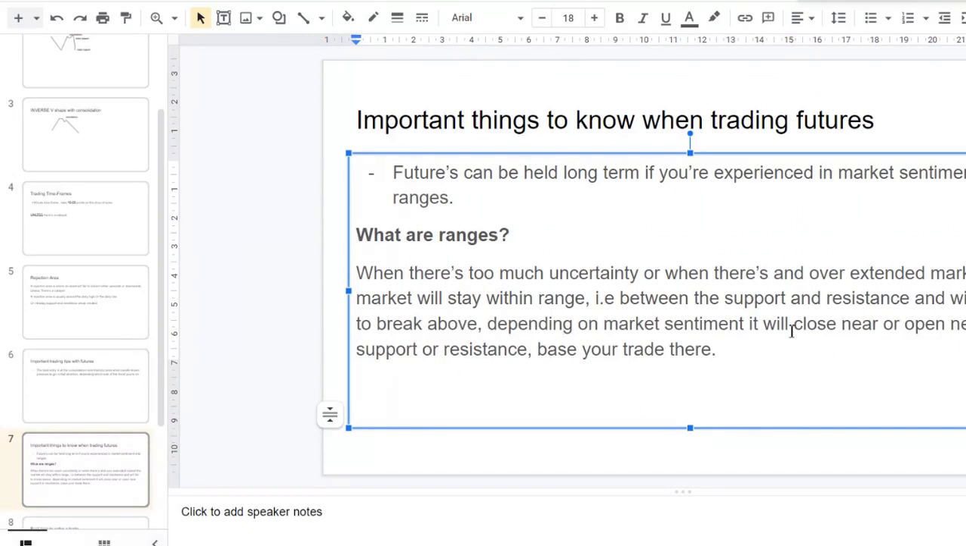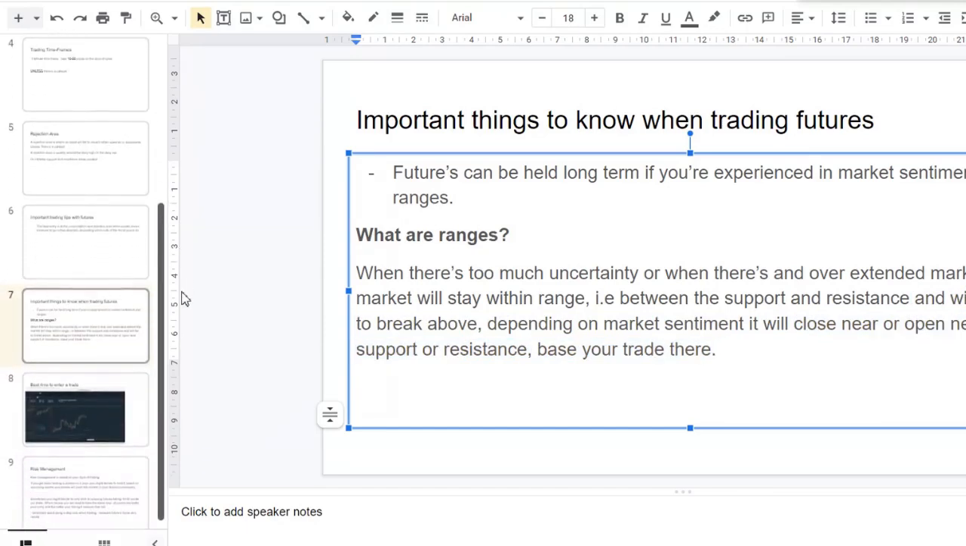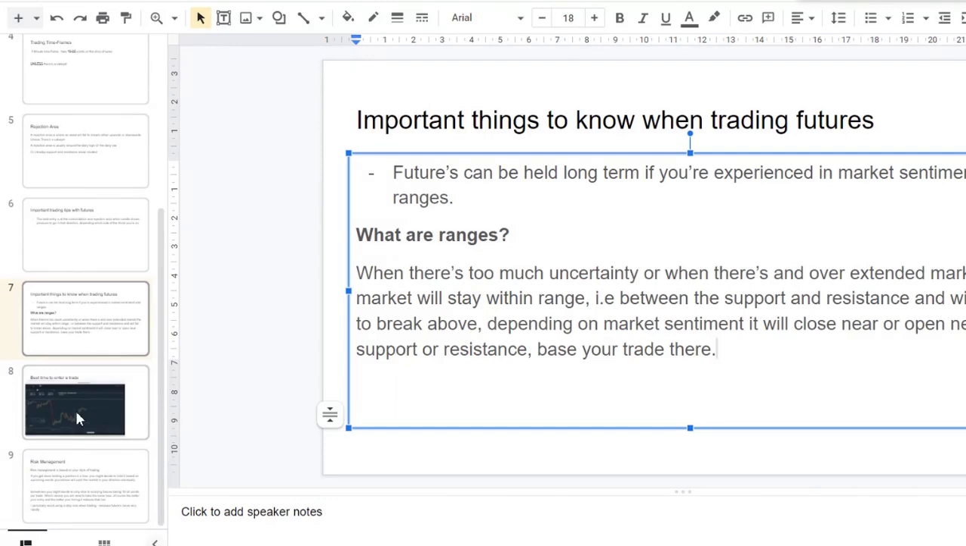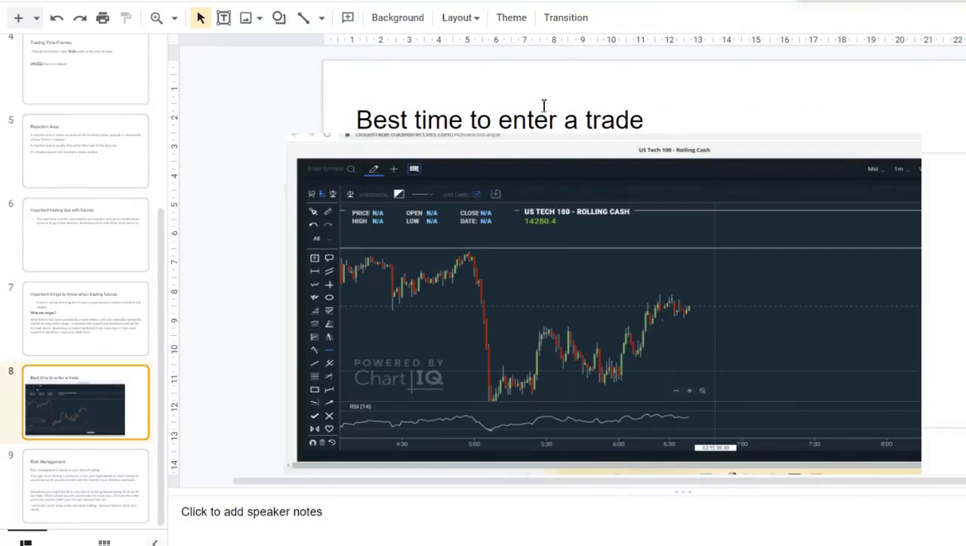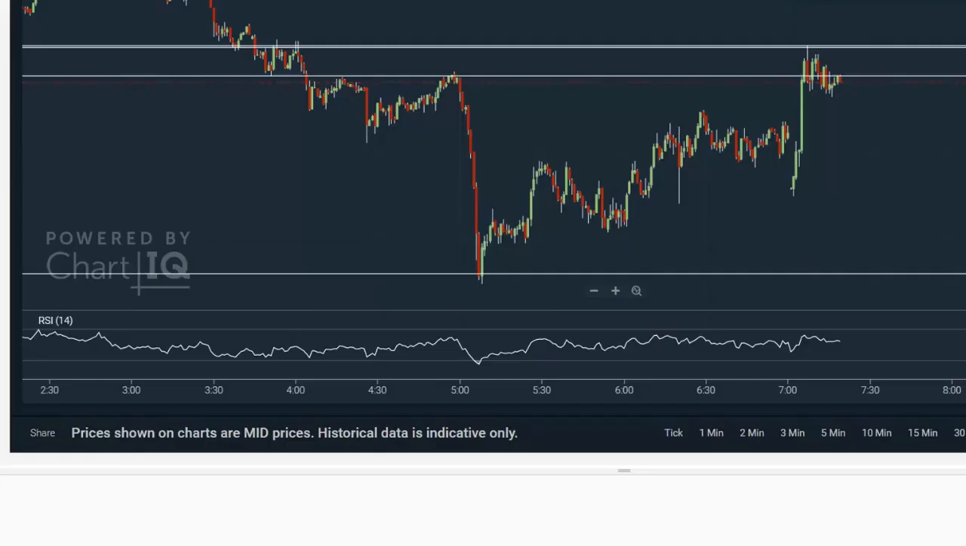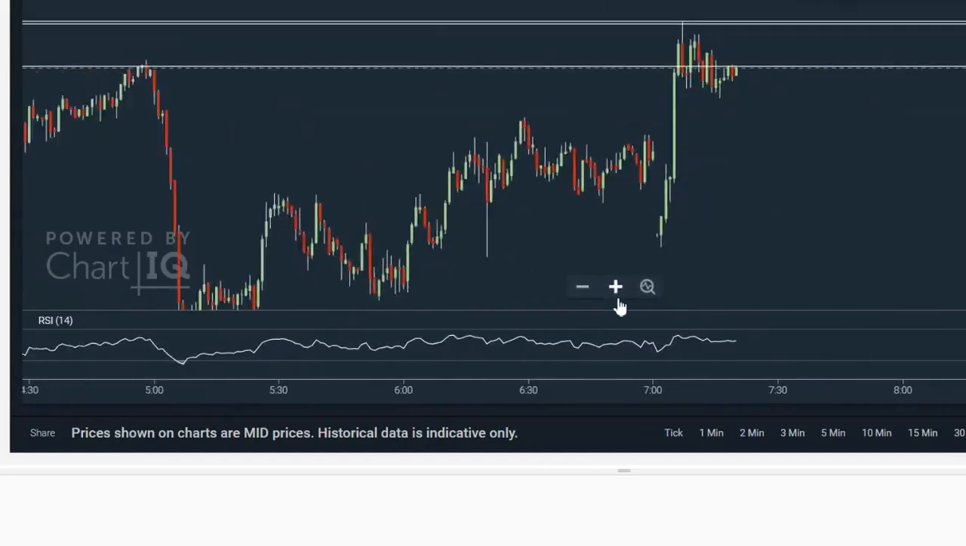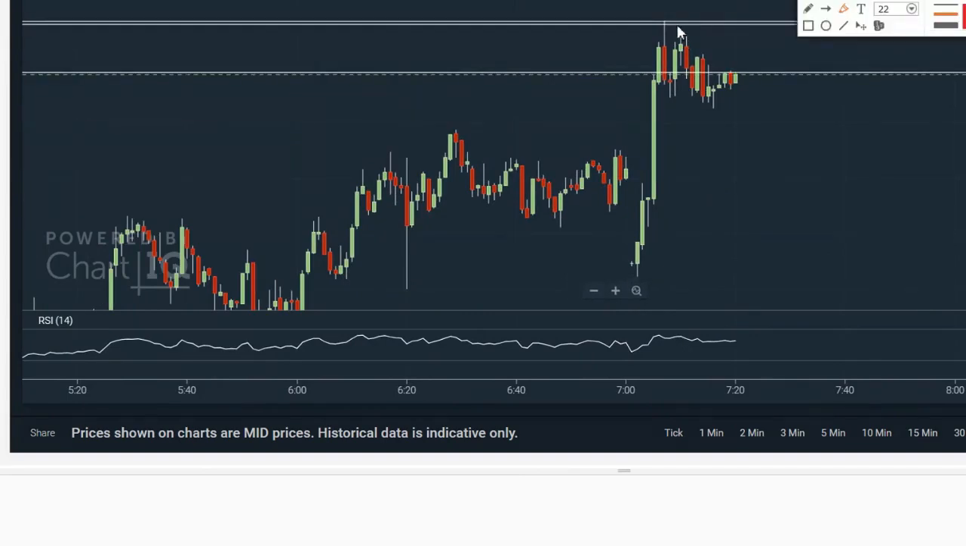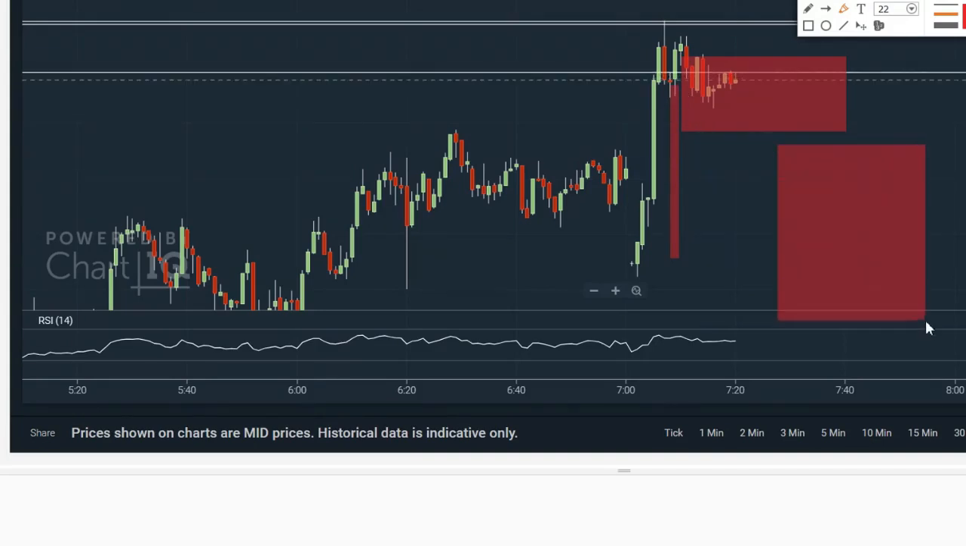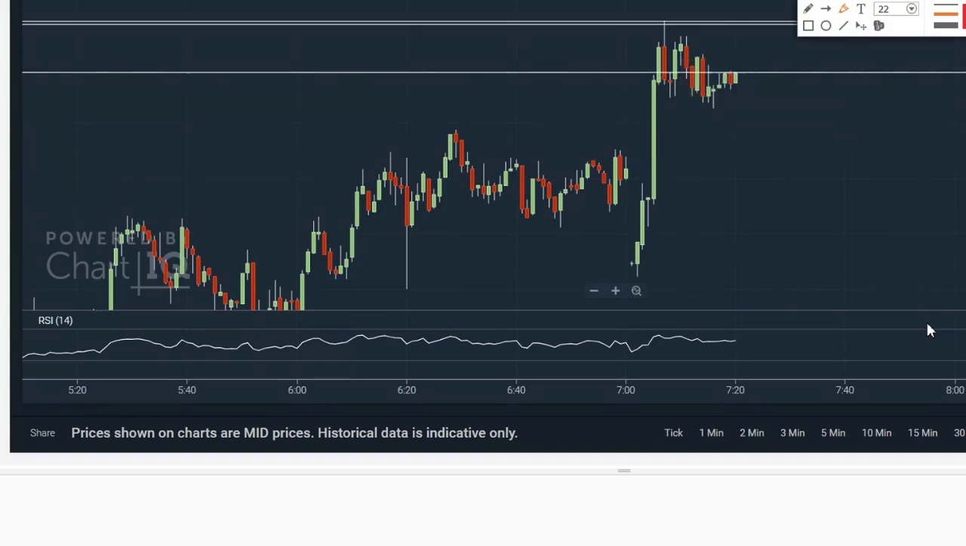So we usually will close near or open near support or resistance. Base your trade there. Okay. Best entry, guys. Best time to enter. Well, there is no best time to enter. Sometimes your timing is wrong. Sometimes your timing is perfect. But this is the best time to enter when it starts downtrending like this. You can say there's overextension and it doesn't make sense, or the price action is telling you it's coming down. So that's your best entry, really.